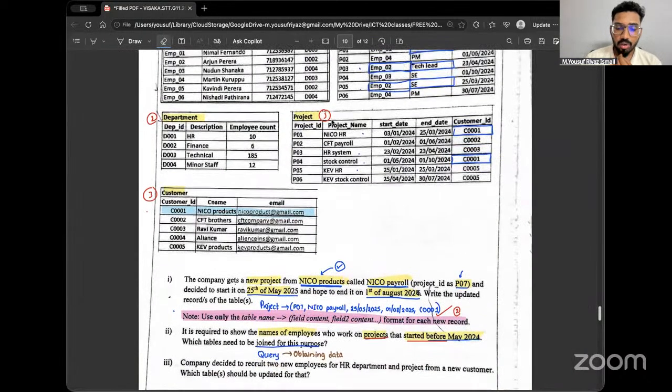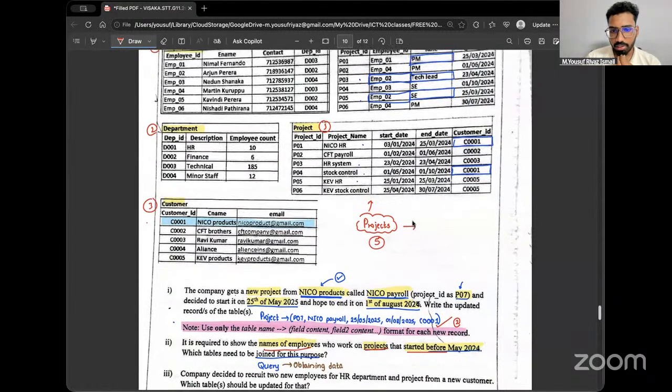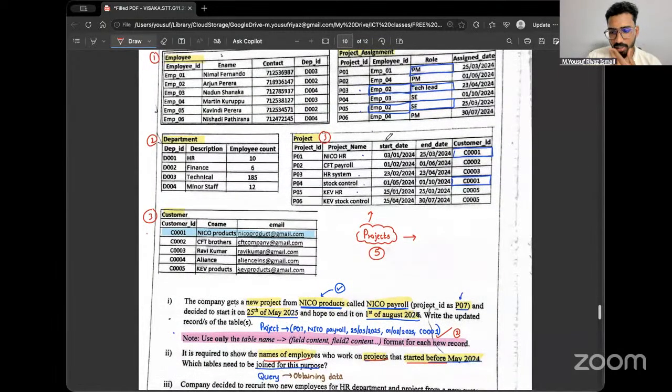Now, let's say you went through this table and figured out what are the projects that started before May 2024. After you figure out the projects, we don't want the projects, we want the names of employees. So after you come to table 5 and get the projects, next which table are you going to go to?